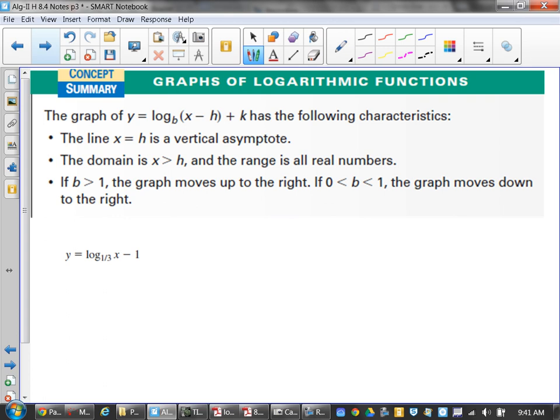You've got your log base b, y equals log base b of x minus h, plus k. Now logs have vertical asymptotes. All right?